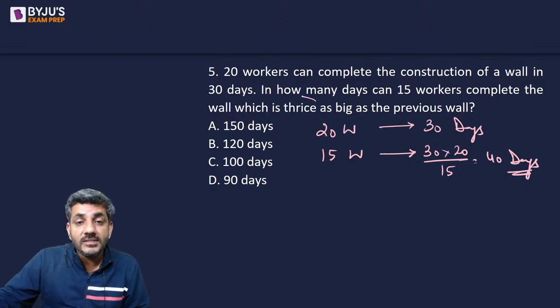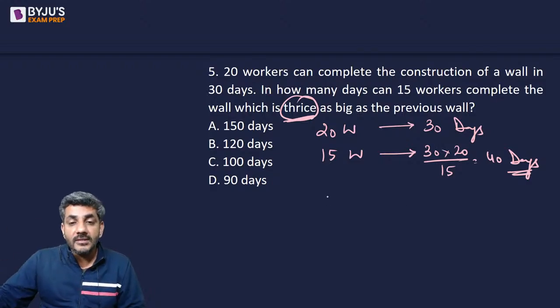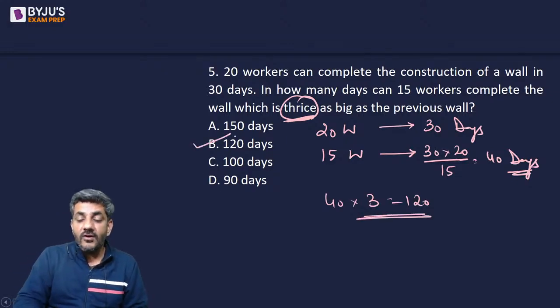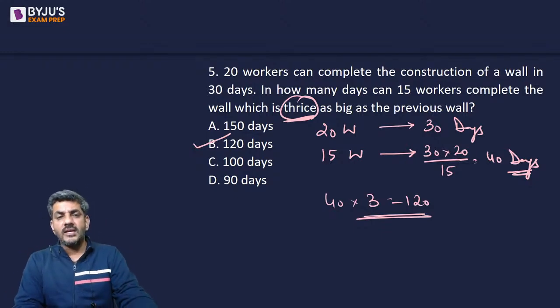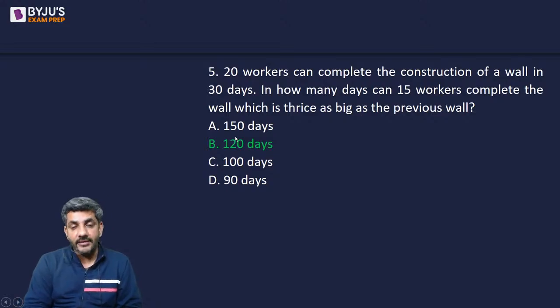But now the job is thrice as big as the previous one. If the job becomes thrice, then the time taken will also be thrice. So 40 days into 3, the days taken would be 120. Therefore, I said it's a straightforward question without any kind of calculations or equations. Nothing else was to be done. So option B, 120, is the right answer for question number 5.